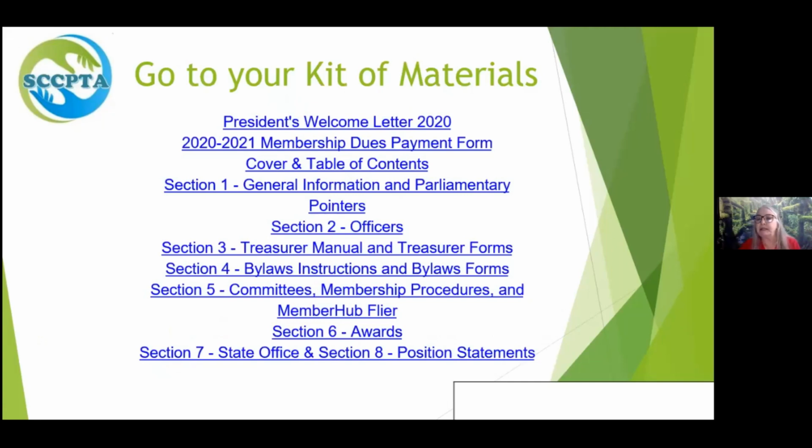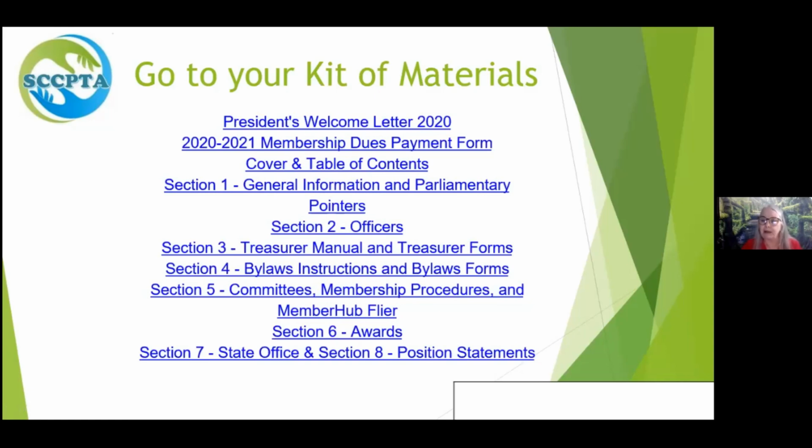So in our kit of materials, which will come out, and for those of you who were with me this morning, you've seen some of this once before. In your kit of materials, which will come from the state as soon as they've got it revised and ready to go, which will be after the convention, this is what's in there on the table of contents. And if you look, there's a section 4, which is on bylaw instructions and bylaw forms. And then if you look above, section 2 is officers, and it spells out specifically what each officer does and how.